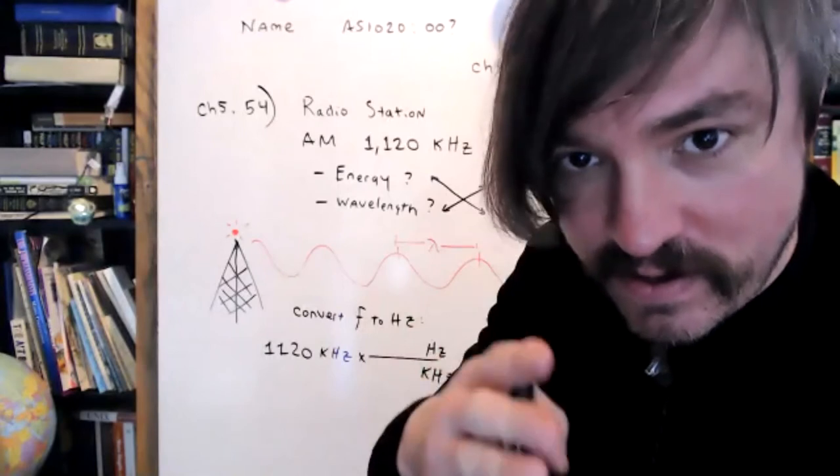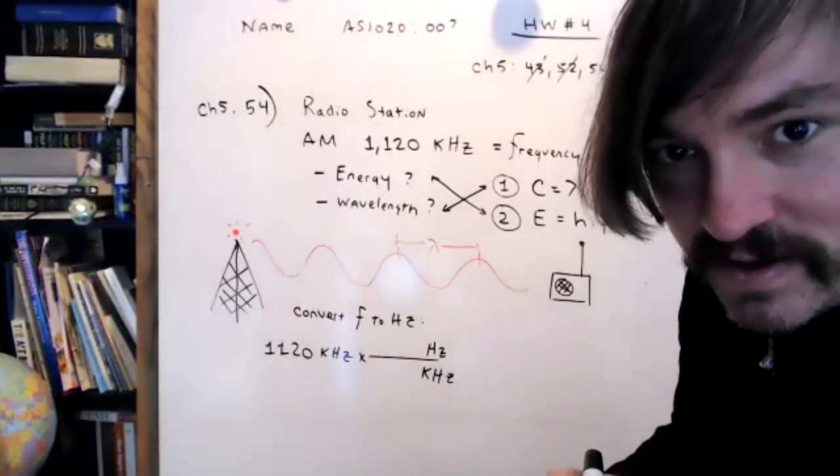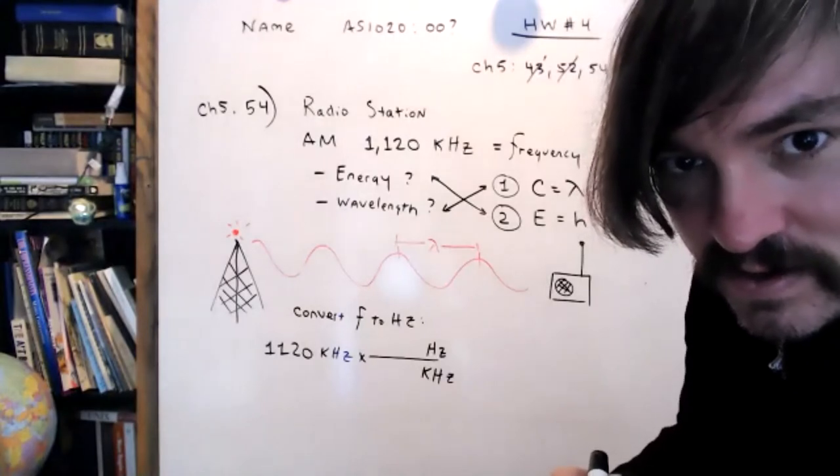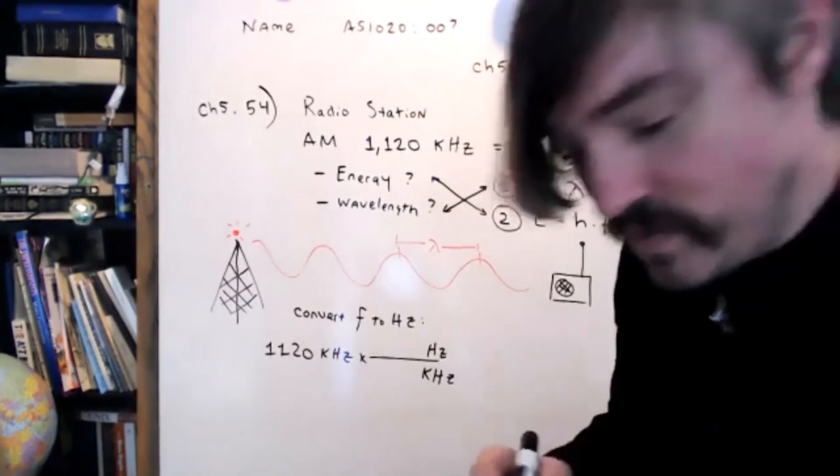Kilo. So kilo is 1,000, right? If one regular hertz is just 1 hertz, why wouldn't it be 1,000? I do understand the problem, but I don't understand how I can solve this.